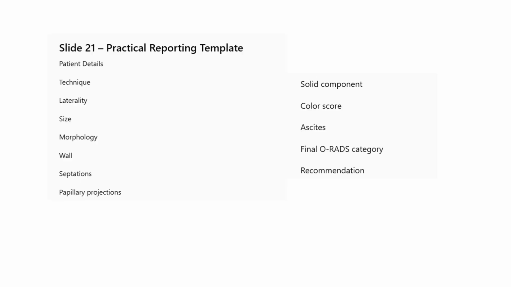So now, the practical reporting template. You give the patient details, the technique, laterality, size, the morphology, the wall of the lesion, the septations, the papillary projections if there are any, the solid components, the color score, ascites, the final O-RADS category, and then you give the recommendation. So this is the template for O-RADS classification.